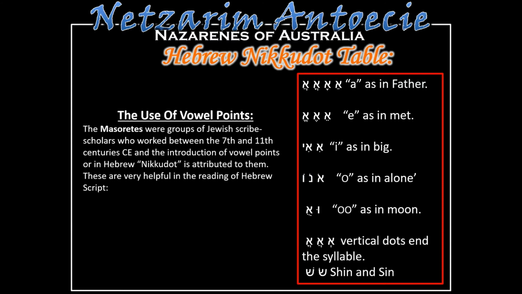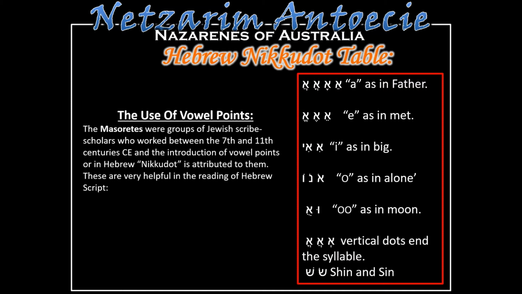This is called the Hebrew Nikodot table. What are Nikodot? They are what we call vowel points, meaning that Hebrew is not written with vowels, so they need to be inserted. It is actually the Masoretes, who are a group of Jewish scribe scholars who worked between the 7th and the 11th centuries CE. And the introduction of vowel points, or in Hebrew, Nikodot, is attributed to them.